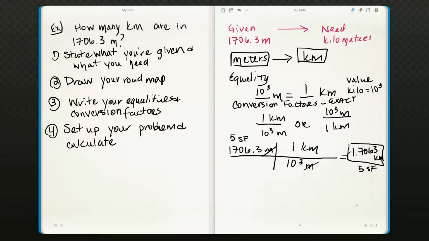So now, one last example. Sometimes you're going to have to use multiple conversion factors in order to get to what you need. So this example will give you an idea of what to do in that situation, if you need to use two or more conversion factors.